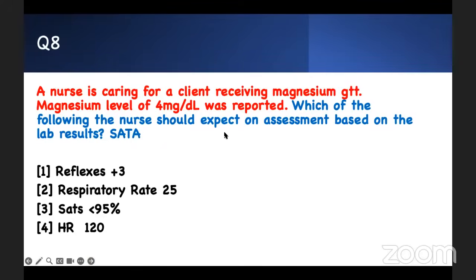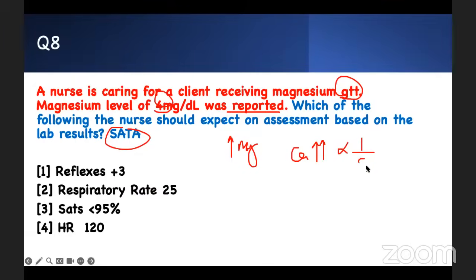Which of the following should the nurse expect in an assessment based on the lab results? Select and apply. The nurse is caring for a client receiving a magnesium drip. Magnesium level of 4, right? It's too high. So you have high magnesium, right? The way to remember magnesium and calcium, when the level is high, I call it an inverse relationship. Symptoms will go down. If calcium is low, their symptoms will go up.